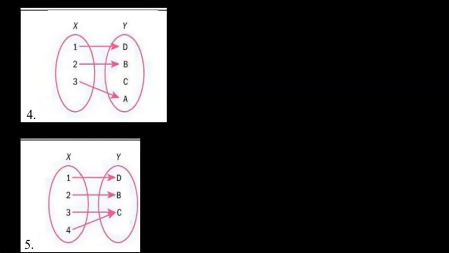Okay, good job. Number 4. So first of all, is that a one-to-one function? Yes, it is a one-to-one function. Every element of the domain is mapped to exactly one element of the range. Now the question is, is this an onto function? See this C? They've specified the range, which is D, B, C, A, and C is not, there's no element of X that gets mapped to it. So this is not an onto function.